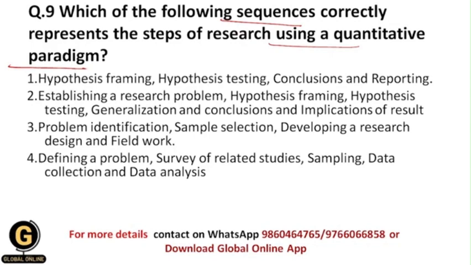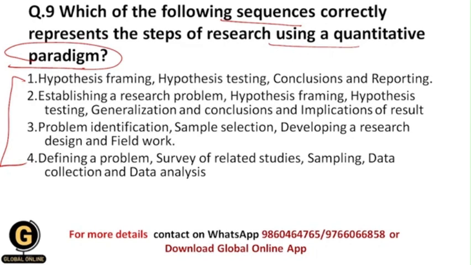Quantitative paradigm means from which perspective or approach you are doing the research by using quantitative methodology. In every research there is a sequence of steps that we need to follow, and these are nothing but the scientific methods. Within the quantitative paradigm we need to follow such steps, and here these steps have been given, but we have to understand the correct sequence of steps.